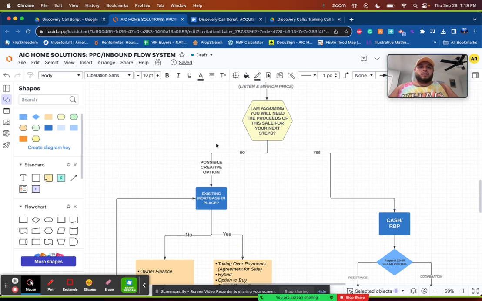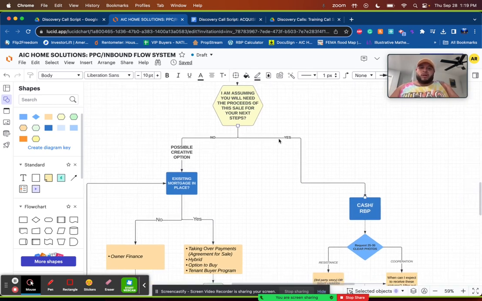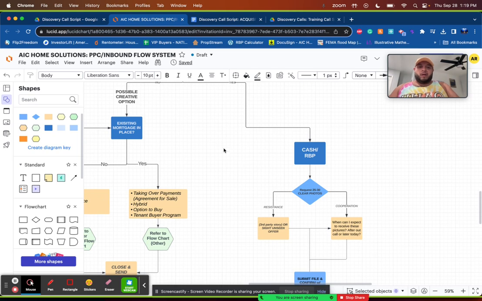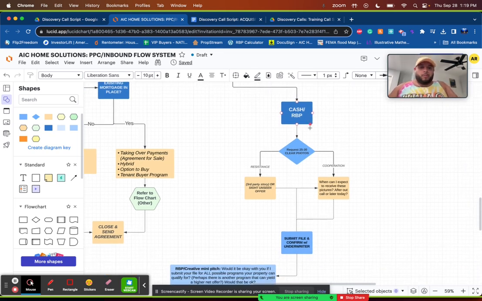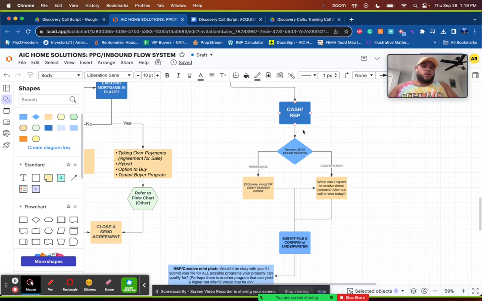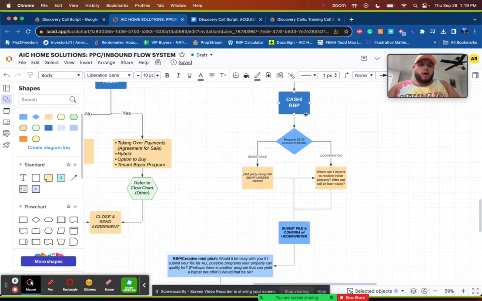So based on that question, there's one of two options, right? Either yes, I do need the proceeds of this sale to move on to the next steps of my life, and if that's the case, you kind of are limited, or there's a higher reason to go with a cash offer or a retail buyer program, right? So when you understand that that's where they've shifted themselves into in the system, here's what we are asking.